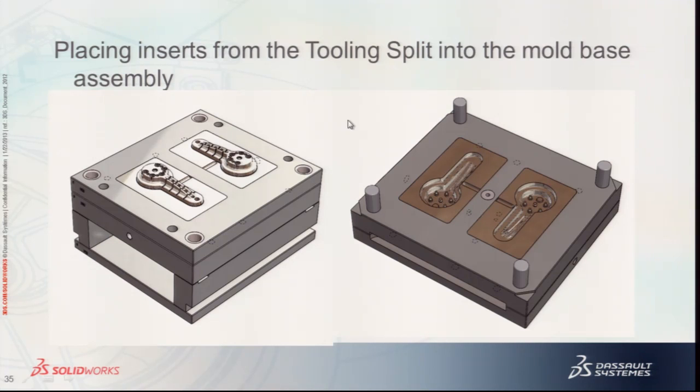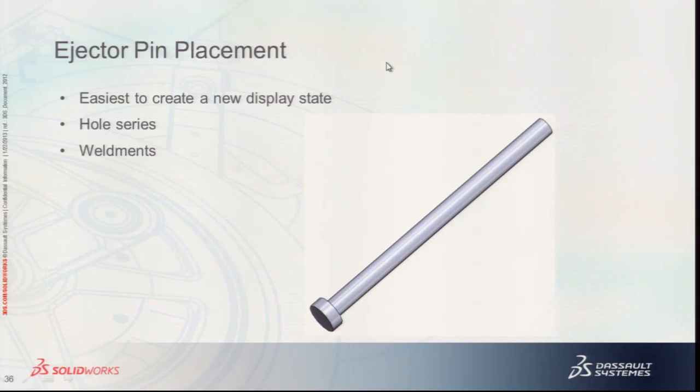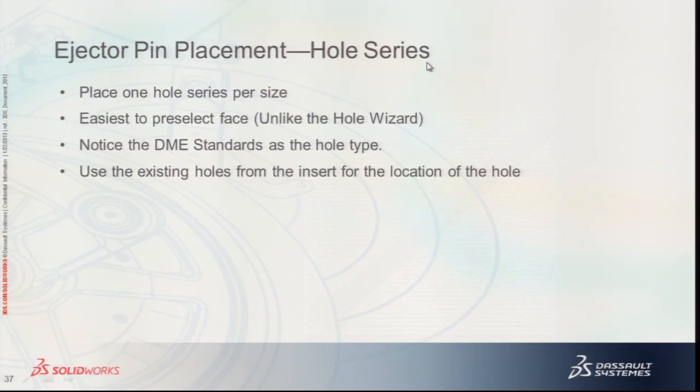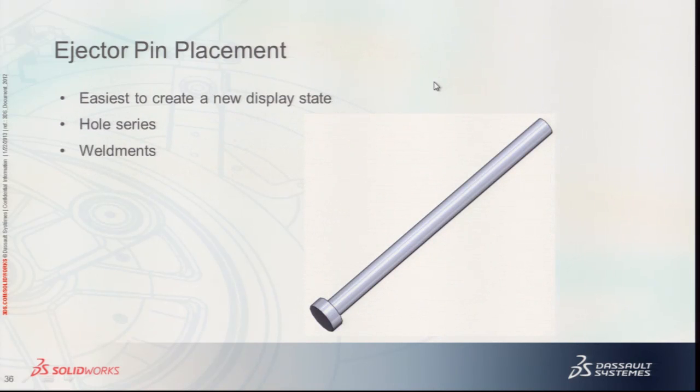Now we can get a little bit more creative with our ejector pin placement. I was hoping to show all this stuff as a live demo, but I'm running out of time here. So if we create a display state that just shows our ejector plate and our B plate, we can use our hole series to create a hole for our ejector plates.